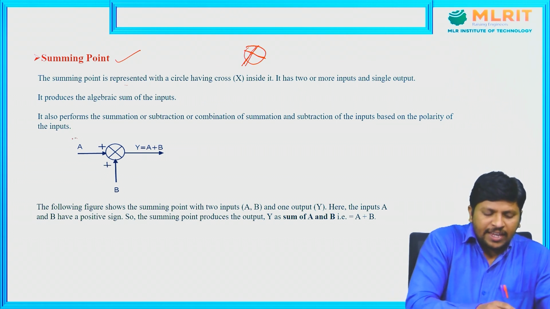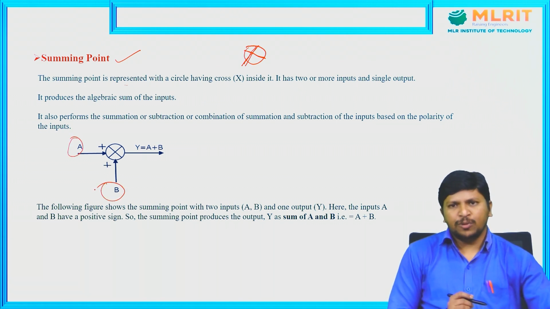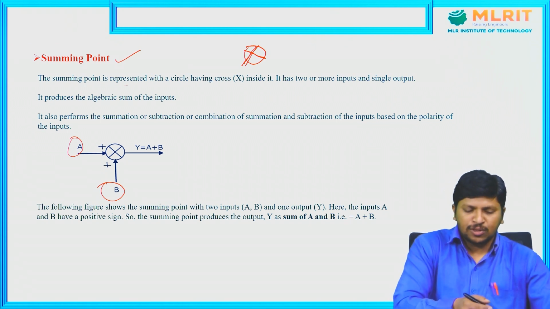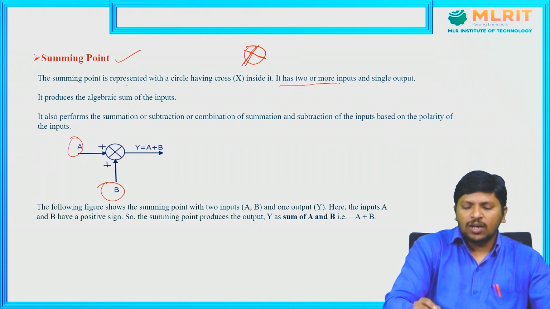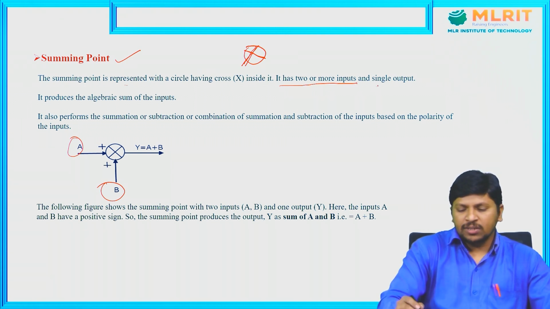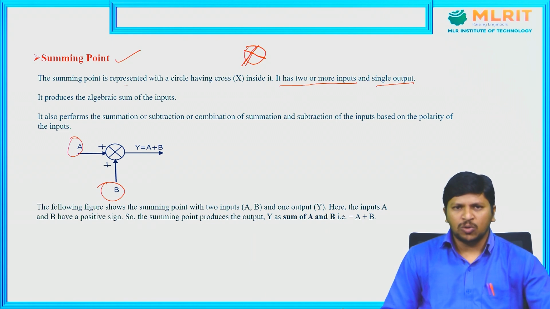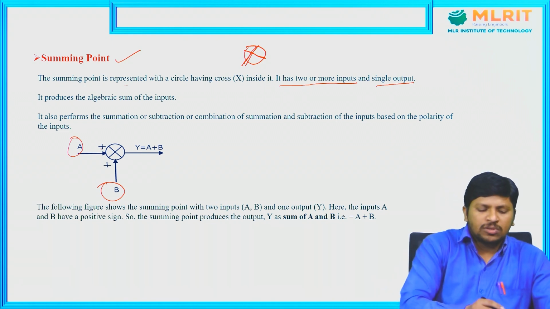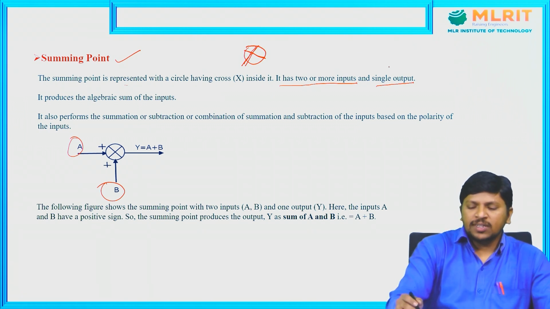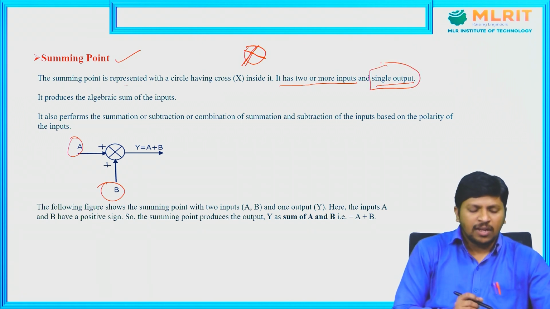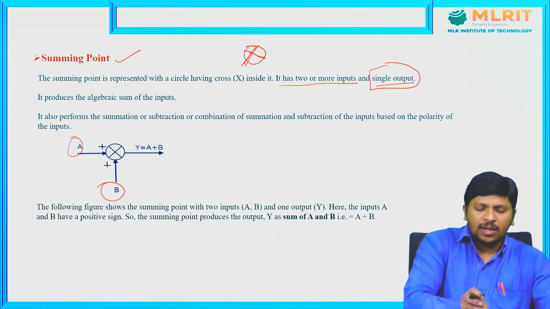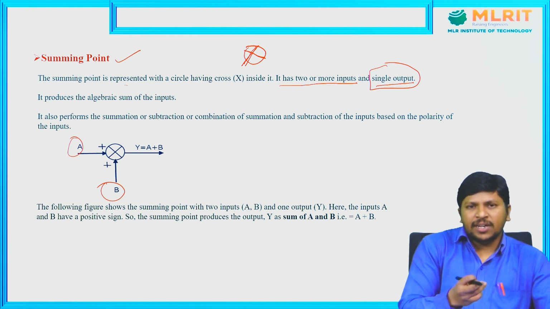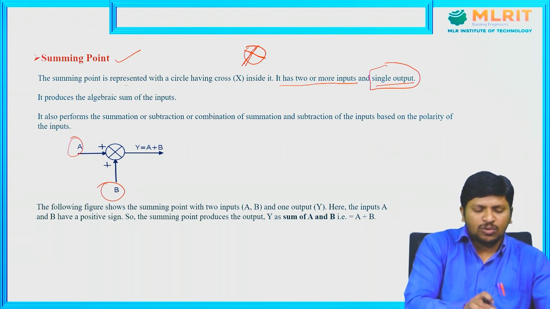Here just observe A and B. These two are the inputs for the following diagram. A and B are the inputs and Y is the output. Every summing point has two or more inputs but a single output. For a block, it is a single input and single output. Here, the summing point has two or more inputs and the output is single. For all these, we need to calculate by using addition operation and subtraction operation, both addition and subtraction.